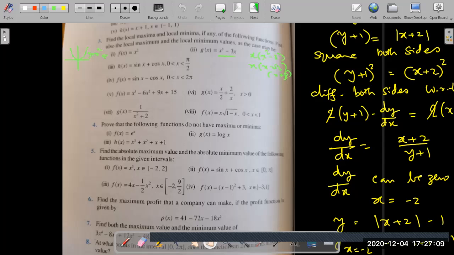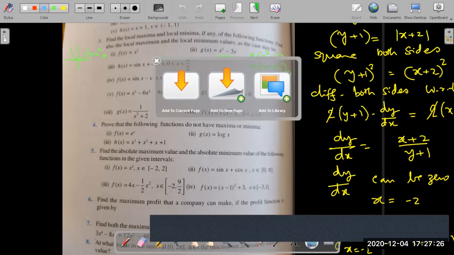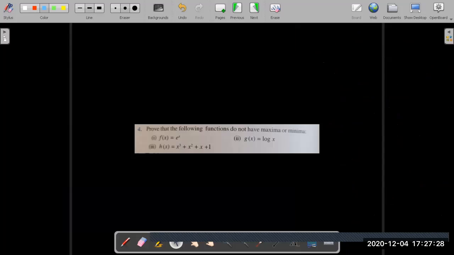So let me take the fourth question. Prove the following functions do not have maxima or minima. That is the fourth question. Of course, these are the important questions, as I said. So I'll take this fourth one and put it into a separate page and do it.